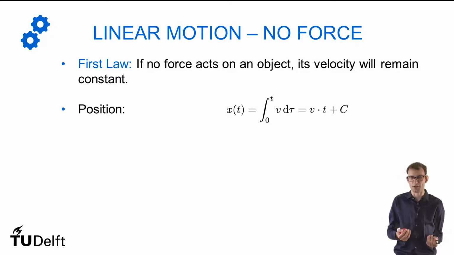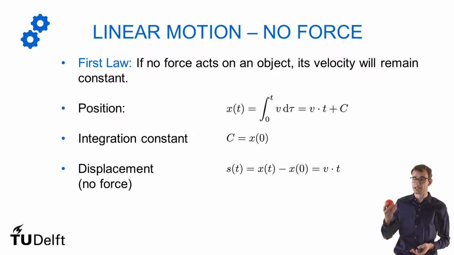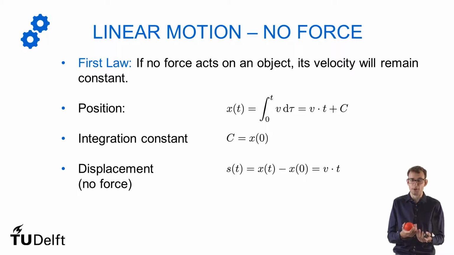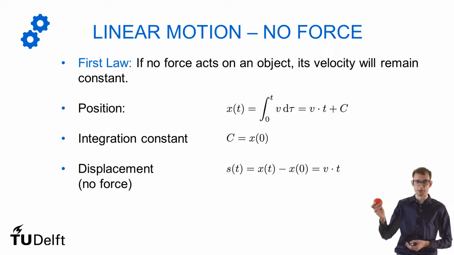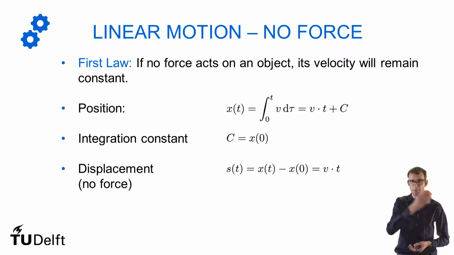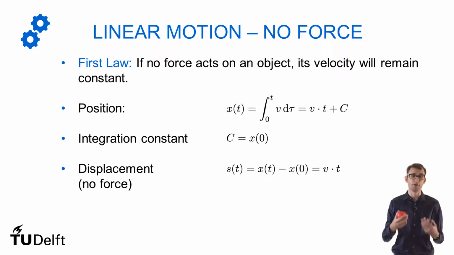Now, the integration of a constant is not very difficult. That's the constant times the variable. That gives us v times t plus some integration constant. And we can find this integration constant by looking where the ball is at time 0. So the displacement of the ball is simply where it is now minus where it was at time 0. And for the motion without a force, it's simply the velocity times time.